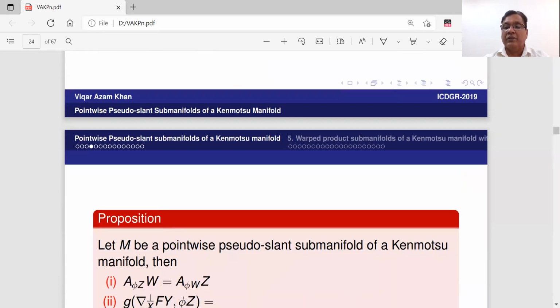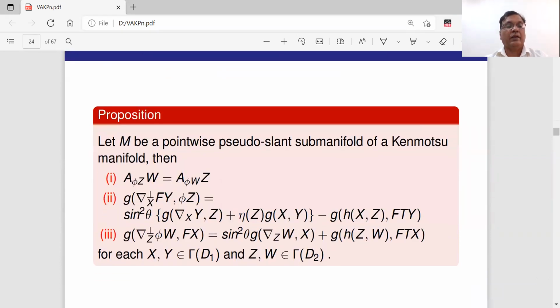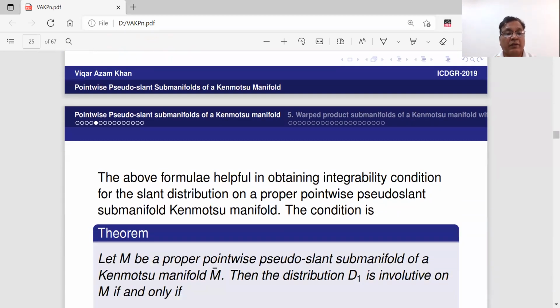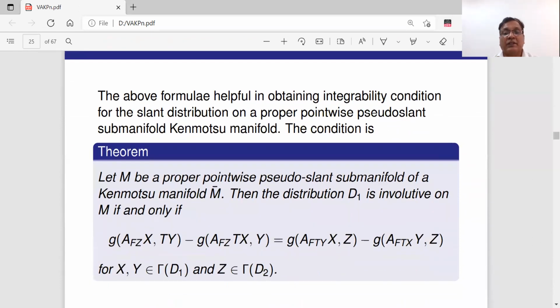Then we have certain formulas. In fact, in this proposition, we obtain certain formulas with regard to the shape operator, second fundamental form, etc. These are some useful formulas that we obtain here and make use of to obtain some geometrical results on pseudo-slant submanifolds. So the first result is about the distribution. We have worked out some other formulas also, and these formulas led us to this theorem.